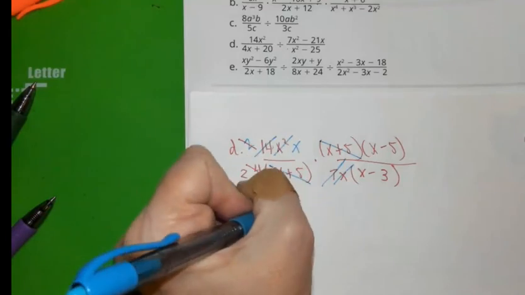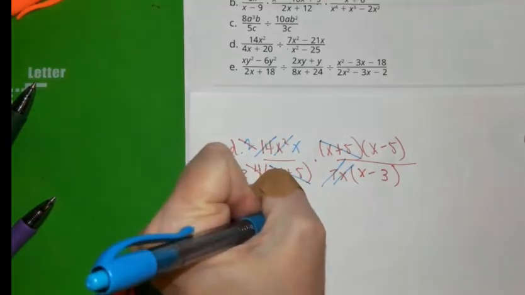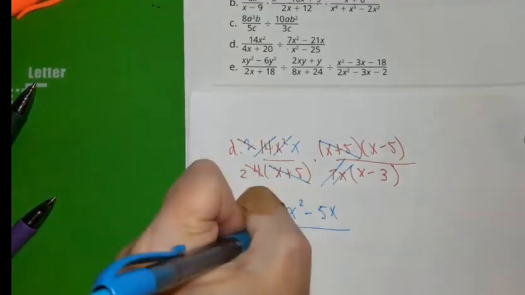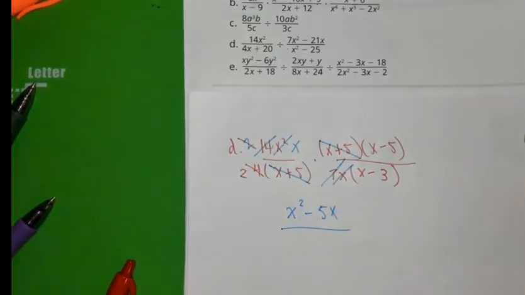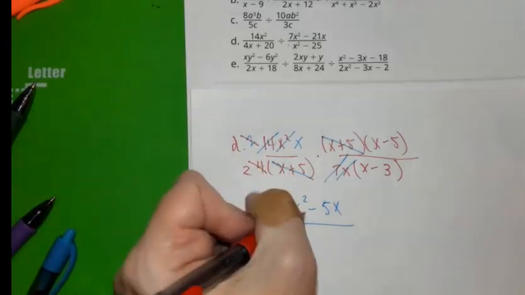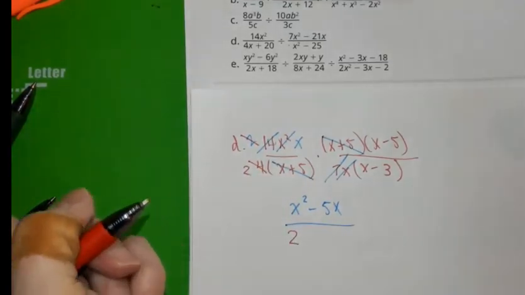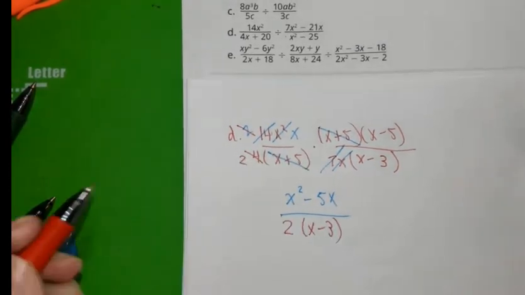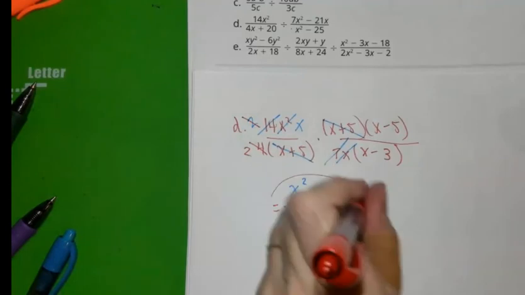So x squared minus 5x, or you can leave them factored if you want, because I know that doesn't factor anything out on the bottom. And then we have the 2. We have the x minus 3. You don't have to multiply it out. You can leave it. And so this is my answer.